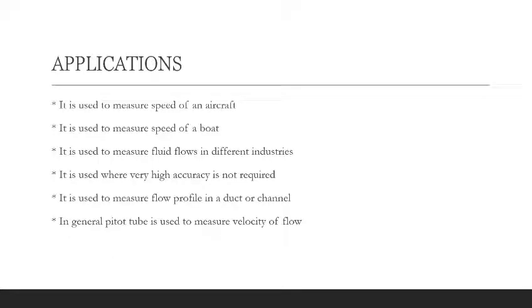Applications. There is a wide range of applications of the Pitot tube. It is used to measure the speed of an aircraft, the speed of a boat, fluid flows in different industries, and flow profile in a duct or channel, and it can be used where very high accuracy is not required. In general, the Pitot tube is used to measure velocity of flow.